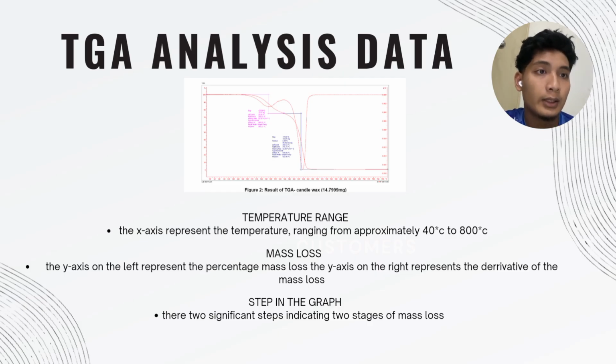Okay, for the TGA analysis data, firstly, temperature range. The x-axis represents the temperature ranging from approximately 4 degrees Celsius to 800 degrees Celsius. Next is mass loss. The y-axis on the left represents the percentage mass loss. The y-axis on the right represents the derivative of the mass loss. And the last one is the steps in the graph. These two significant steps indicate two stages of mass loss.